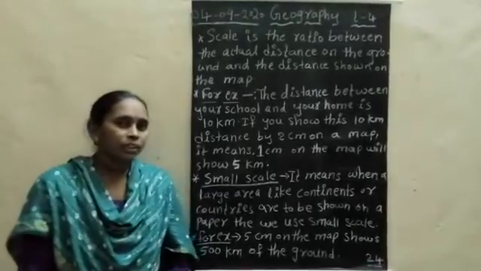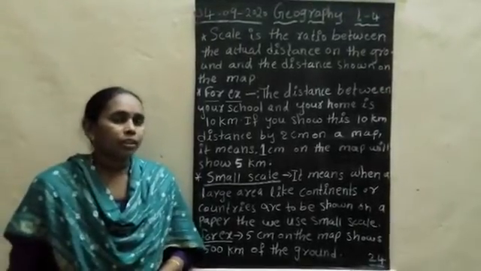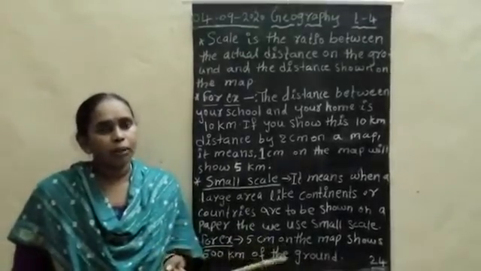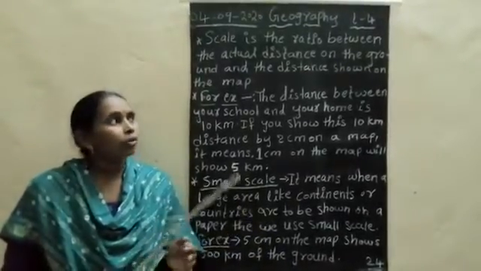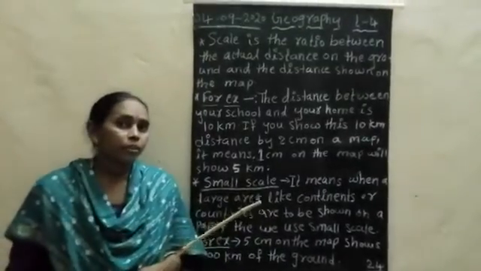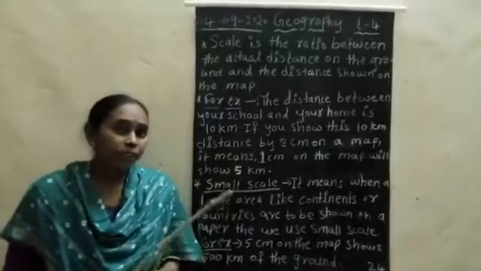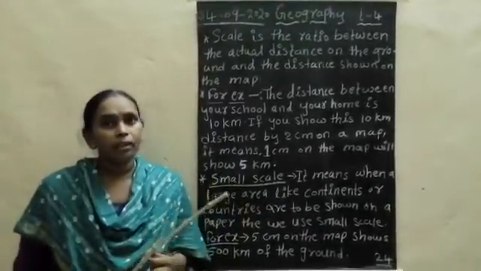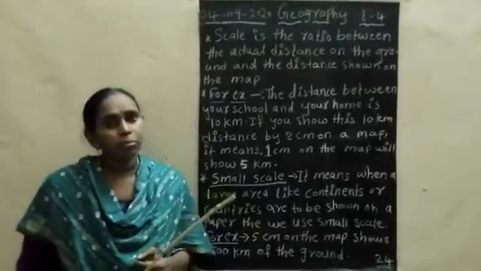In previous classes, I have told you that there are different types of maps. There are physical maps, political maps, and thematic maps. Along with that, yesterday I explained that there are three components of a map. The first one is distance, then direction, and the next one is symbols.